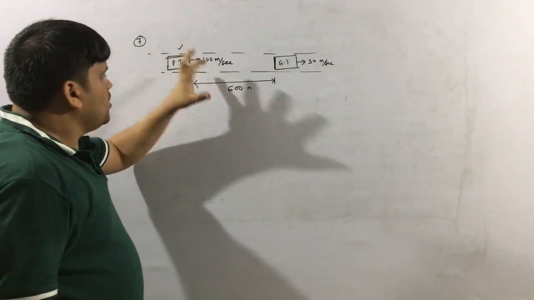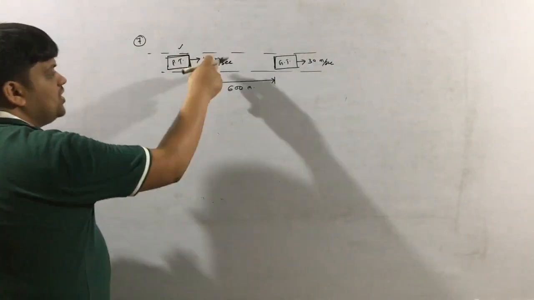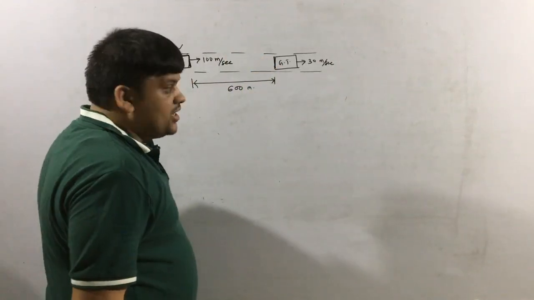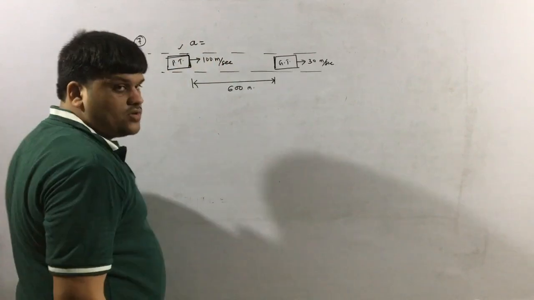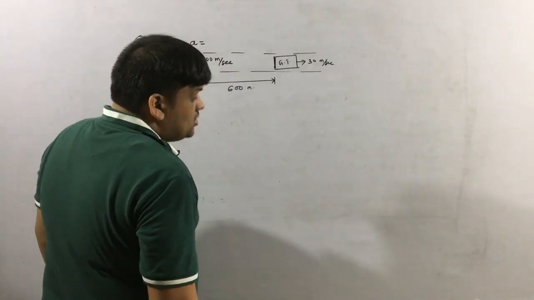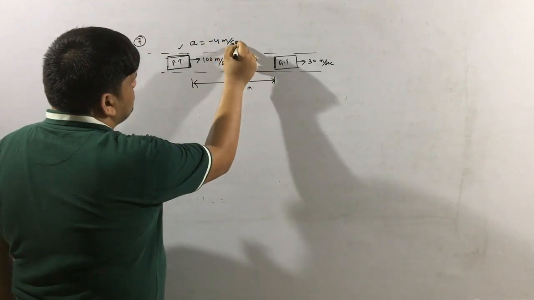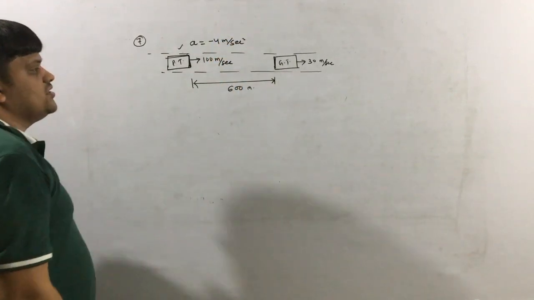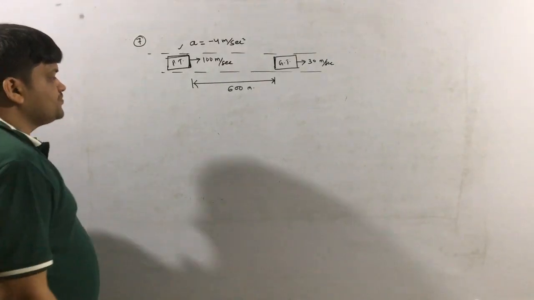So the driver puts the brake, and when he applies the brake, obviously this train will decelerate. Given that the deceleration of this train is 4 meter per second square, I can write the acceleration as minus 4 meter per second square. The question is whether there will be an accident or not. Okay, let us solve it.